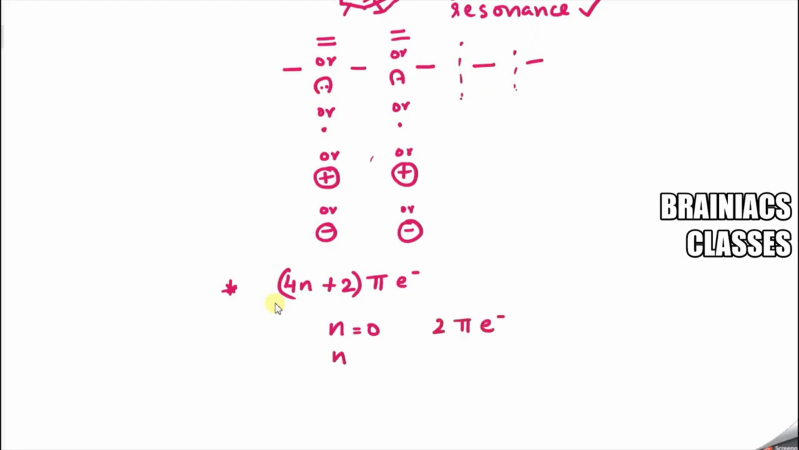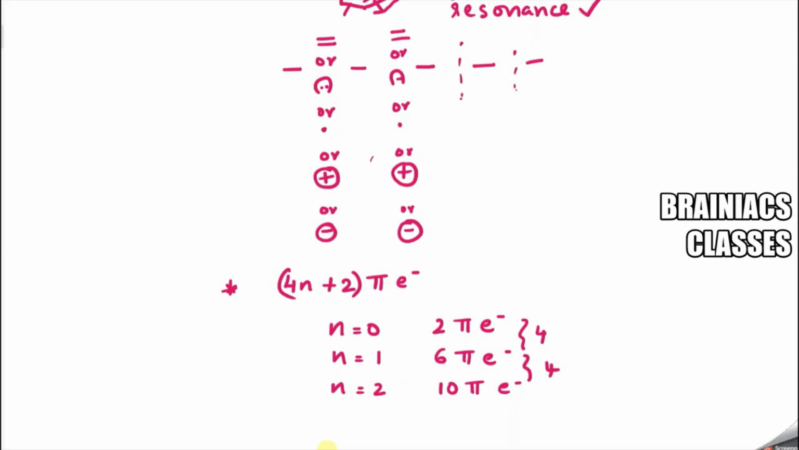Put n is equal to 1, then this will become 6 pi electrons. Correct? You put n is equal to 2, then this becomes 10 pi electrons. And you can see here, every time it is increasing by 4. Correct? So this is an arithmetic progression.